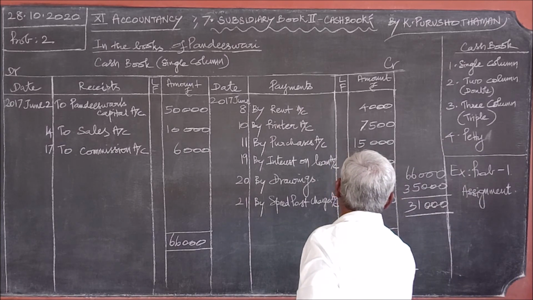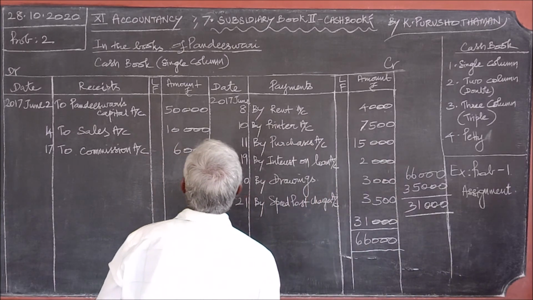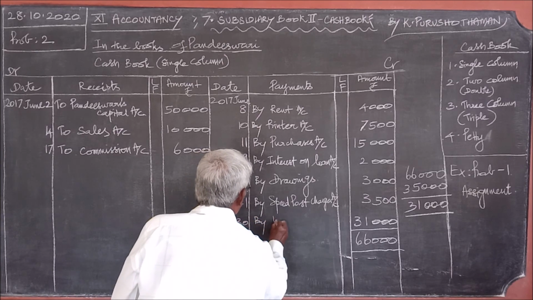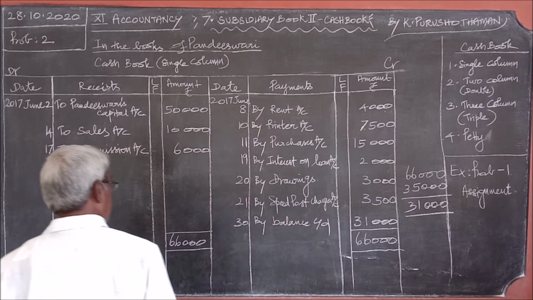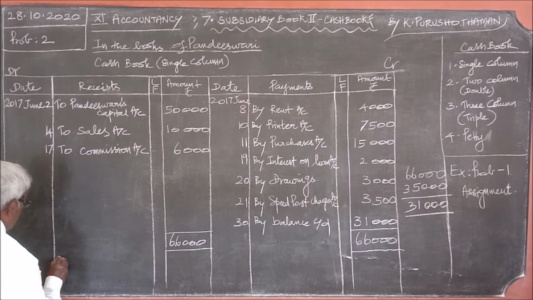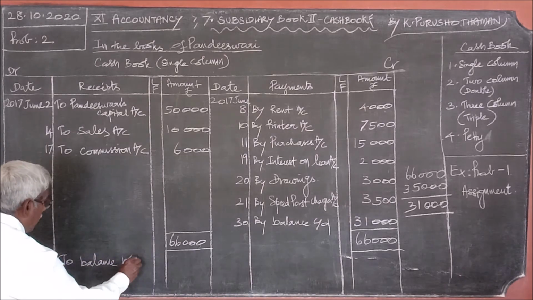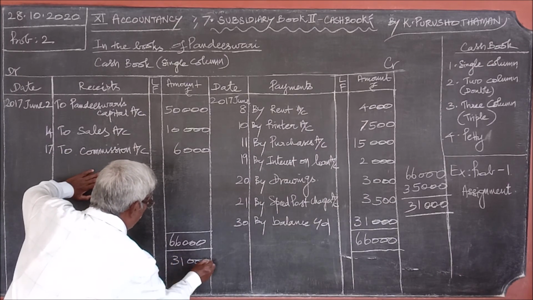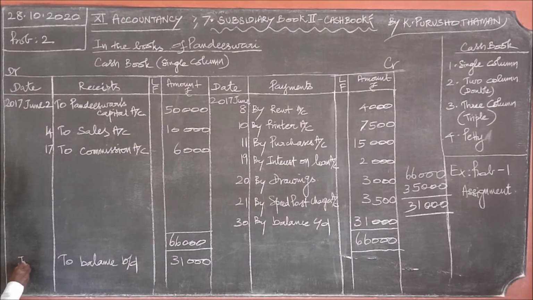31,000. You can write 31,000 on, this is June, therefore 30th is the last date. By balance carried down, this side carried down, therefore the opposite side balance brought down. Balance brought down, the same carried down amount. That is how we did for ledger. This is June 30th. This one brought down is next month, first day, July 1st.